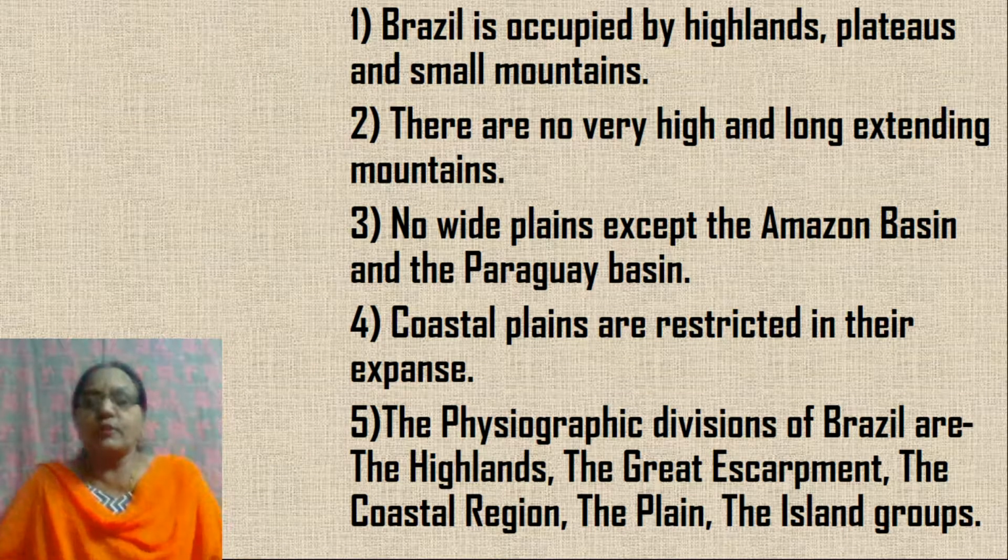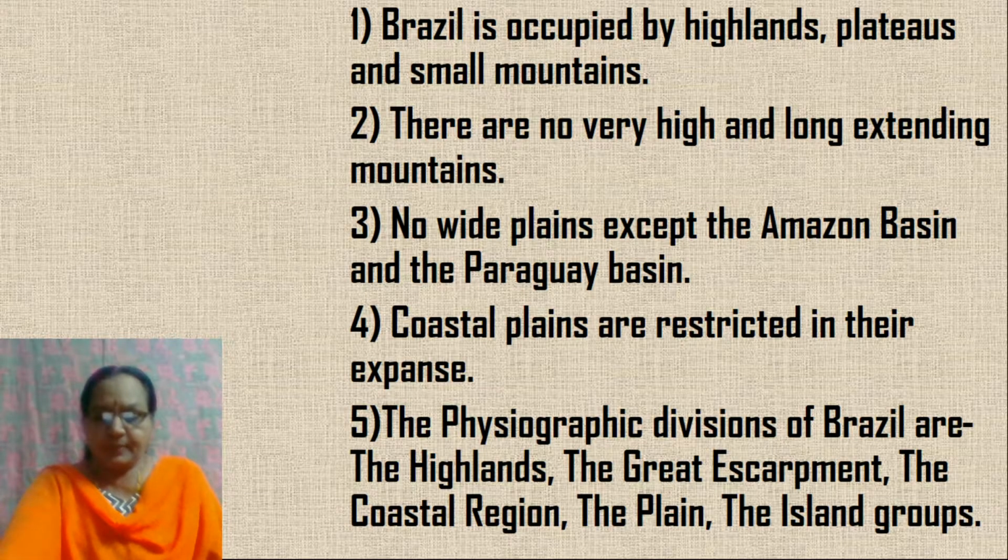So let's move over to the physical features here. Most of Brazil is occupied by highlands, plateaus, and small mountains, and we do not have high and long extending mountains. Like in India, the plains here are not very wide except for the Amazon basin, which is towards the northeast of Brazil, and the Paraguay basin. Coastal plains are also quite narrow. The physiographic divisions of Brazil can be studied under the headings: the highlands, the Great Escarpment, the coastal region, the plain, and the island groups.